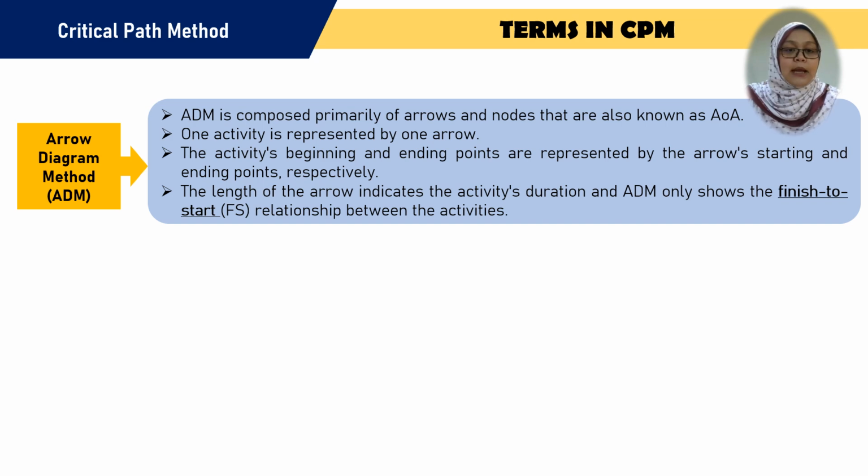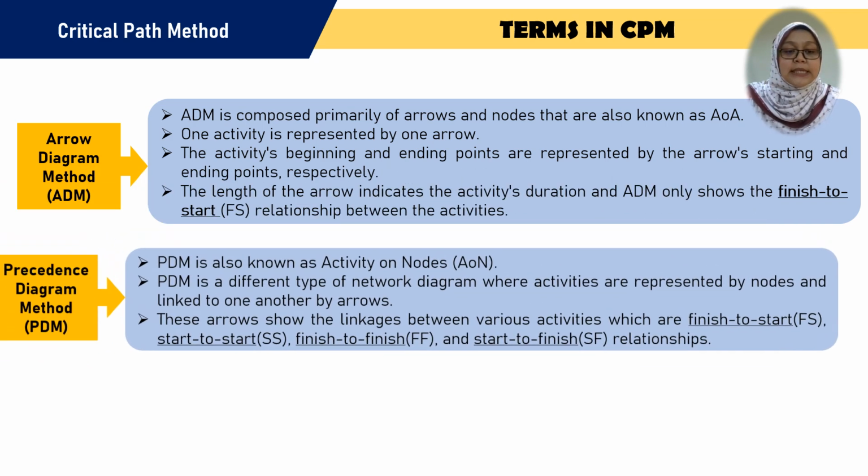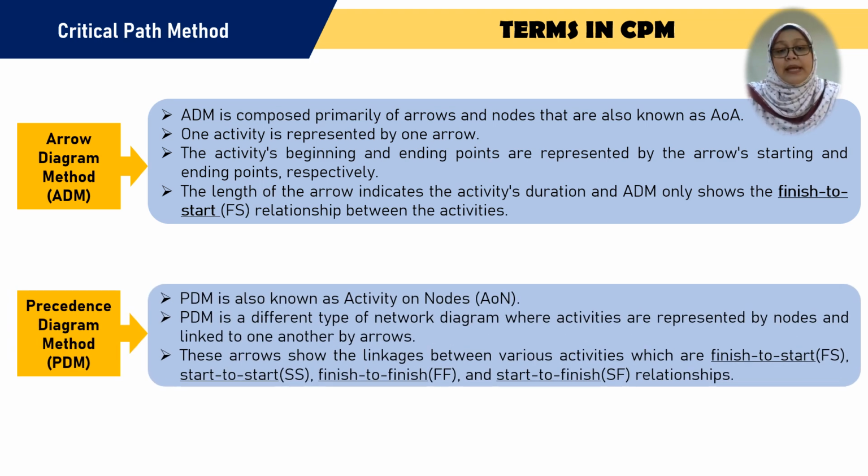Next is PDM, which is the precedence diagram method. So PDM is also known as activity on nodes, AON. PDM is a different type of network where activities are represented by nodes and linked to one another by arrows. These arrows show the linkage between various activities, which are finish to start, start to start, finish to finish, and start to finish relationships.